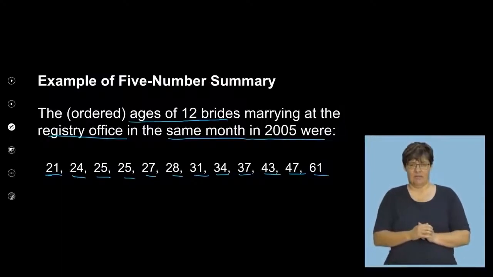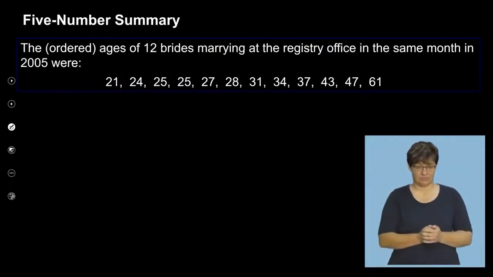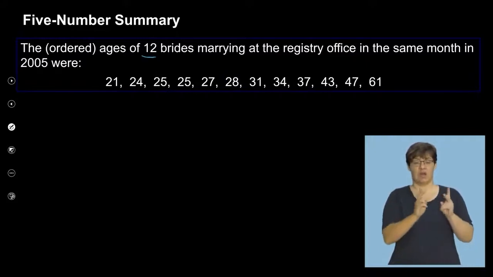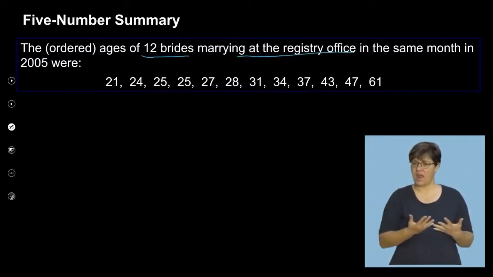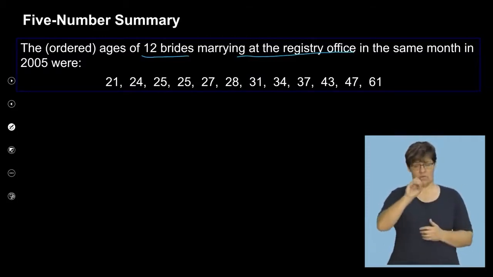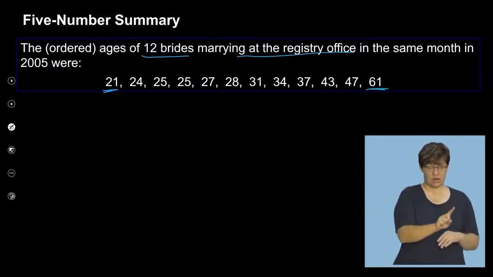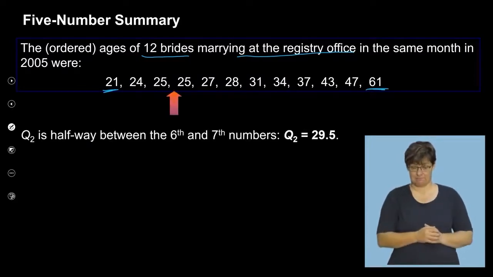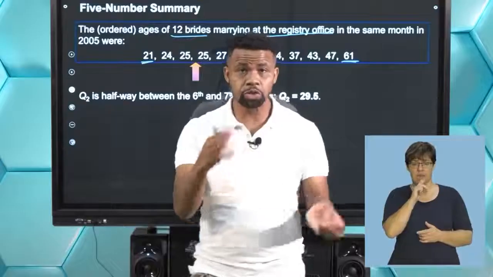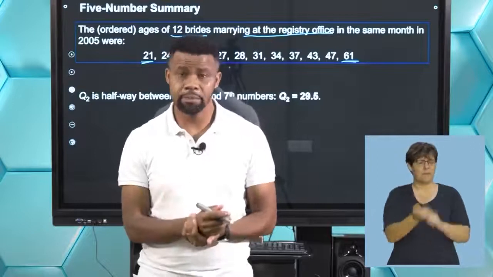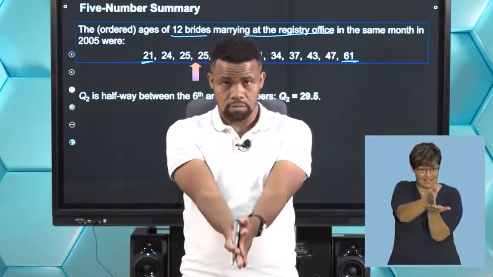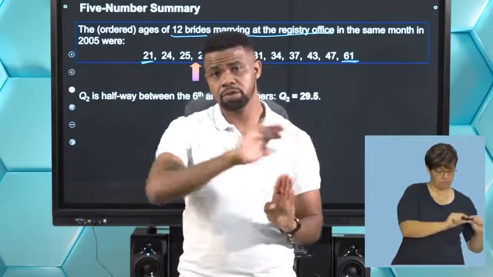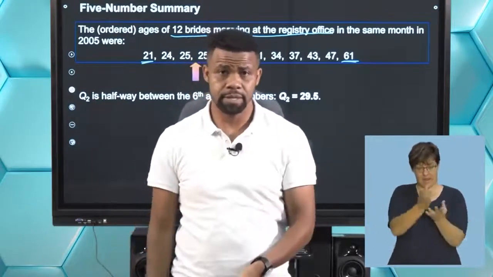Okay, so let's look at this. We have 12 brides marrying at the registry office in the same month. So this is the data. The minimum is 21. The maximum is 61. We have to find our 5-number summary. So what you're going to do is start with the median, which is Q2. And how do we find the median? The median is the middle one. So you can arrange your data from the smallest to the highest and find the middle number.